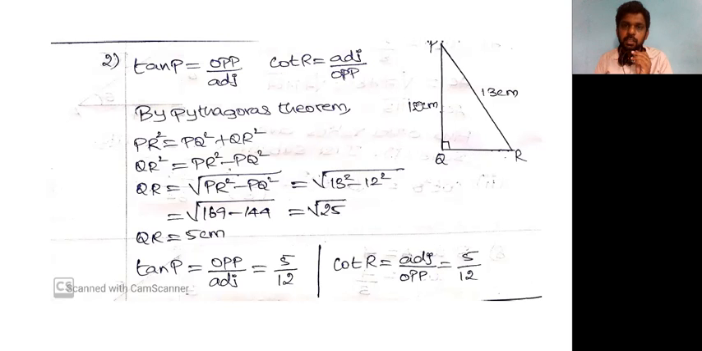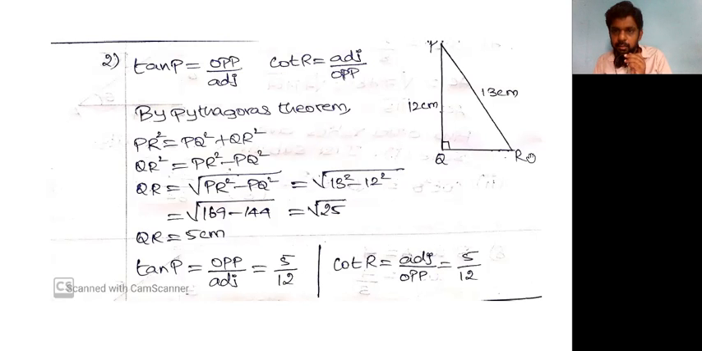So 5, 12 and 13 are the three sides. So we have to find tan P and cot R. So where is the angle P here? So this is angle P. The side which is opposite is this one, and adjacent is this one. So opposite is QR. QR is equal to 5. Adjacent is PQ. PQ is equal to 12. Therefore, opposite by adjacent is given by 5 divided by 12.